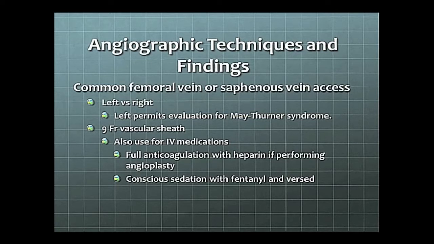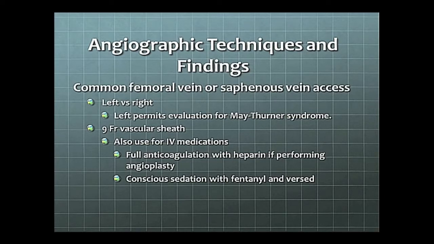The left permits evaluation for May-Thurner syndrome. Whether this really plays a role is somewhat controversial, but at least in theory, a stenosis there could impair drainage from the ascending lumbar vein. So there's some argument to go from the left over the right, although I think most people in the field debate this.